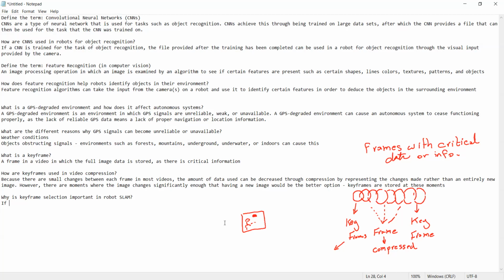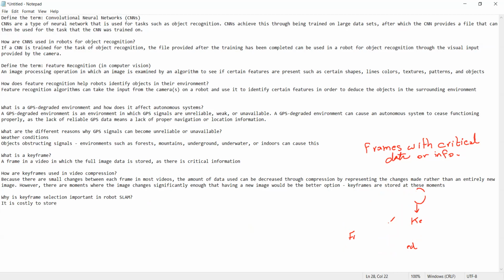So what is a keyframe? It's a frame that has critical data or information. So it can be a video, or it can be in robotic vision or something like that. So now you have to answer that. And that is not mentioned clearly in the case study. I mean, they mention keyframes, they talk about keyframes, but not the definition, of course.